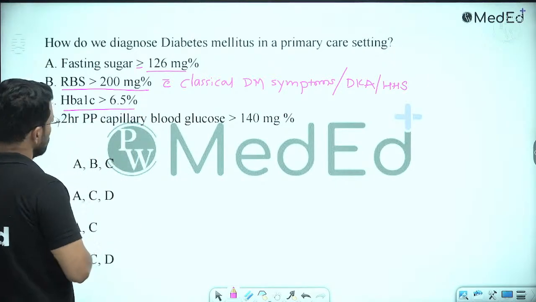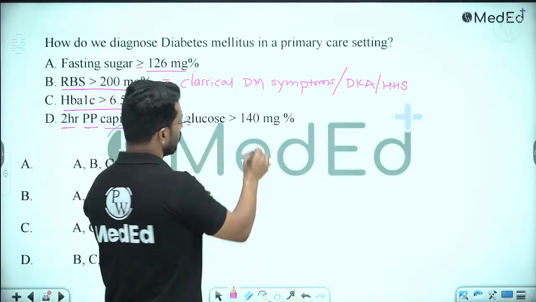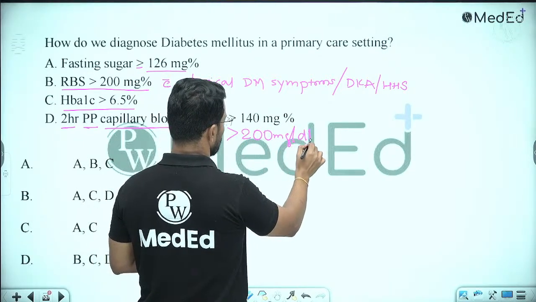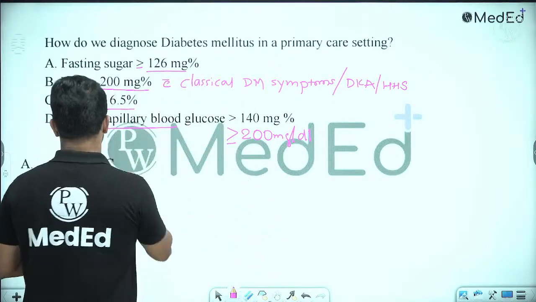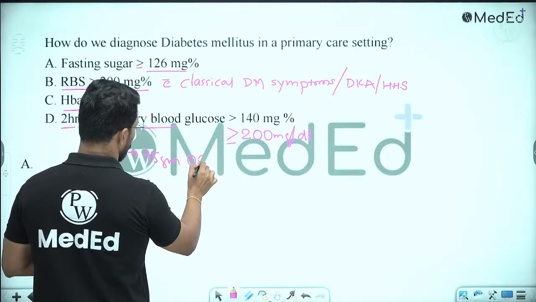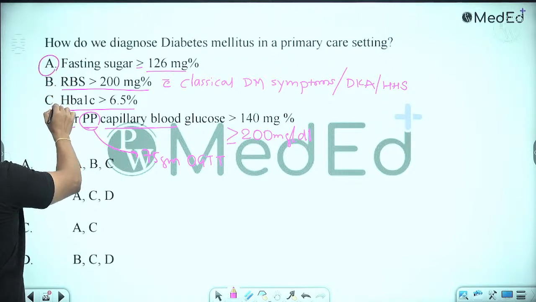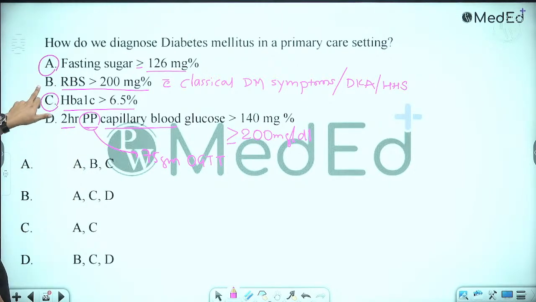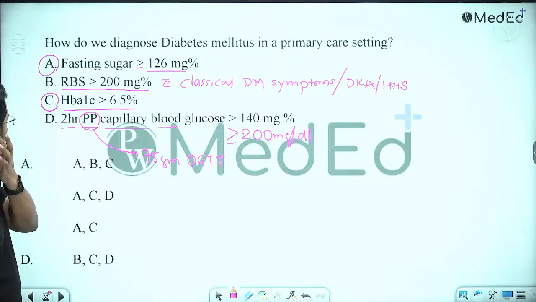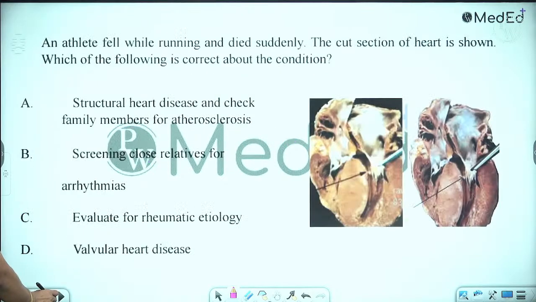HbA1c more than 6.5%, yes, that defines diabetes. And 2 hour postprandial capillary blood glucose more than 140, no, it should be more than or equal to 200 milligrams per deciliter. And then again, postprandial here is after a 75 gram oral glucose tolerance test, right? So what fits perfectly in the description is option A and option C, right? Option B is not perfectly right without these statements. Option D is also not perfectly right. So what am I going ahead with? Option C here. A and C are logically correct options, and that will be my answer of choice.